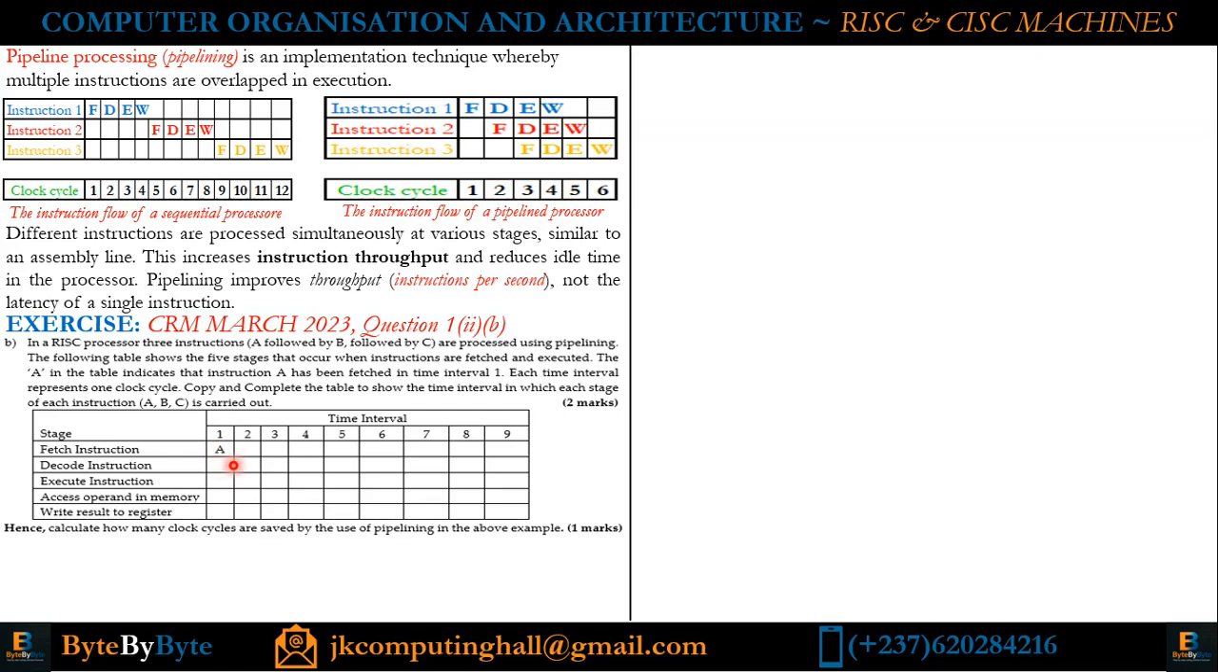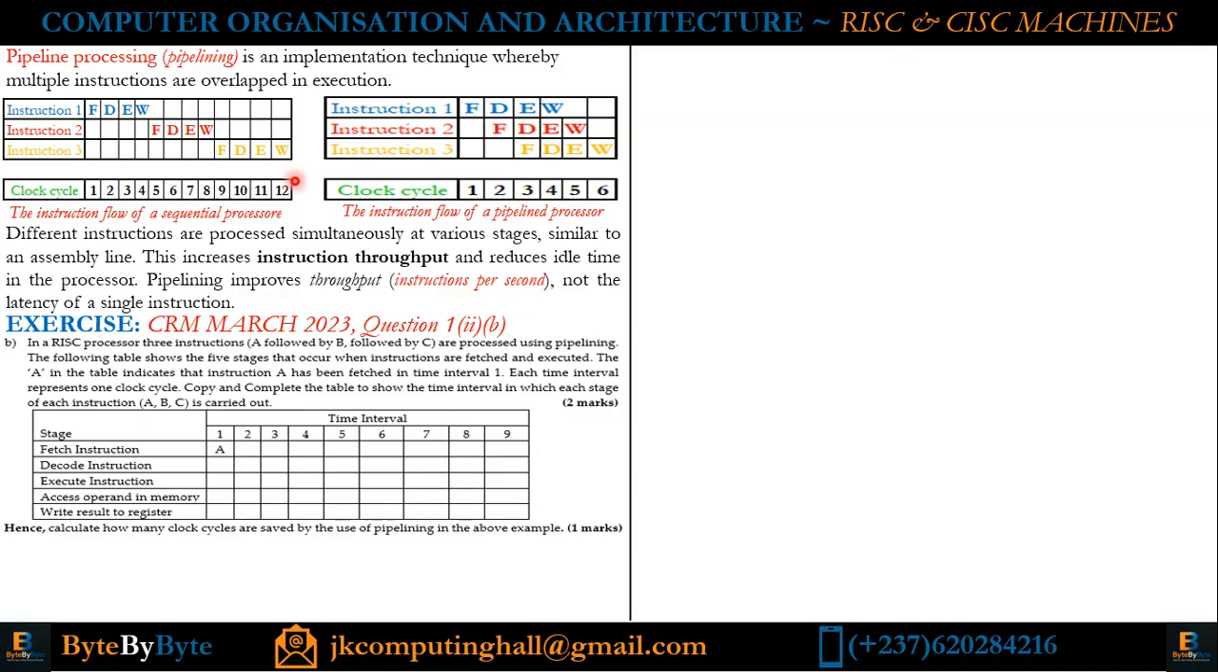So complete the table, assuming the 3 instructions A, B, and C. If you put, for example, C here, it means that C is being decoded. If here you come and put B, it means that the result of the execution of B is written to the register. And you are being asked to calculate how many clock cycles are saved by the use of pipelining.